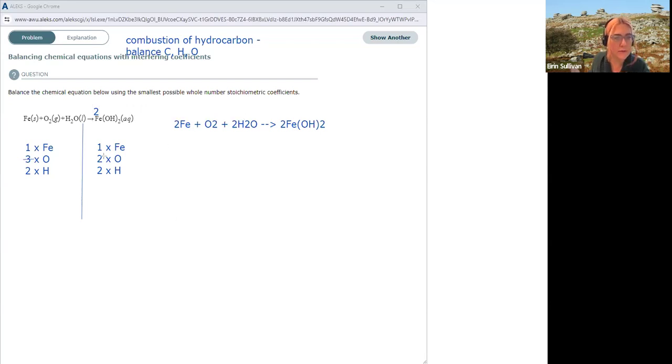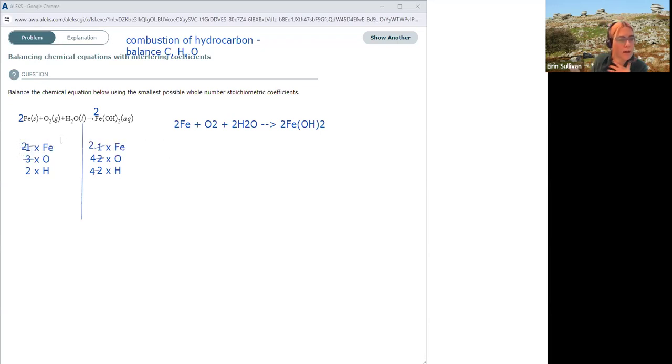For iron we'd have 2, for oxygen we'd have 2 times 2, which would be 4 oxygens, and I know I can fix that in a little bit. And then for hydrogen I'm going to have 4. Okay, so then fix my iron over here by sticking a 2 in front of it. That's the easiest fix for now.